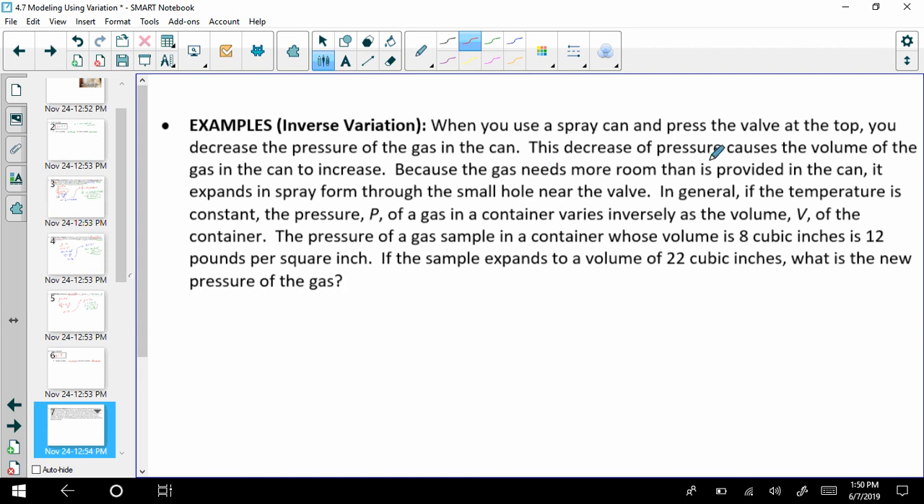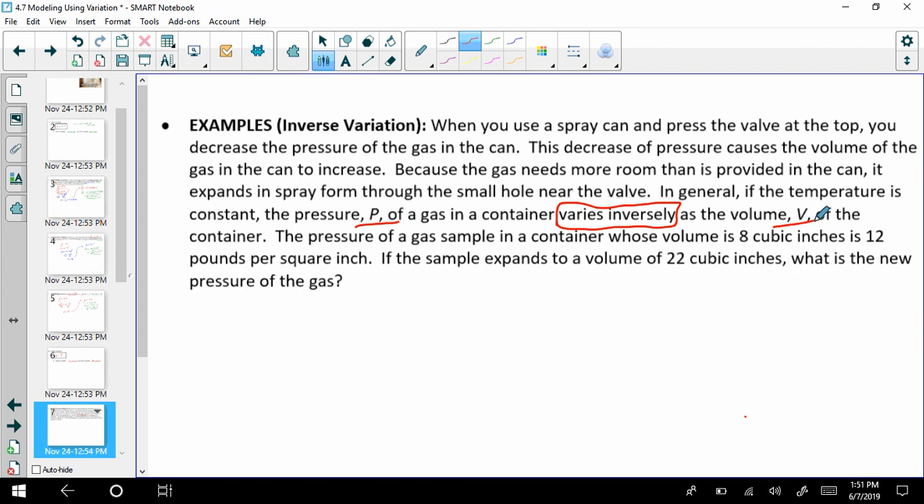Because the gas needs more room than is provided in the can, it expands in spray form through the small hole near the valve. In general, if the temperature is constant, the pressure P of a gas in a container varies inversely, there's the key phrase, as the volume V.